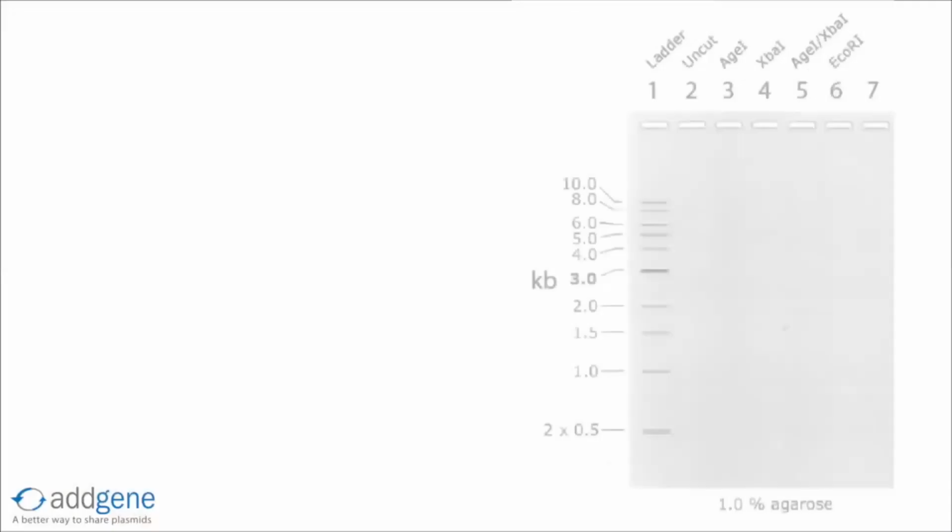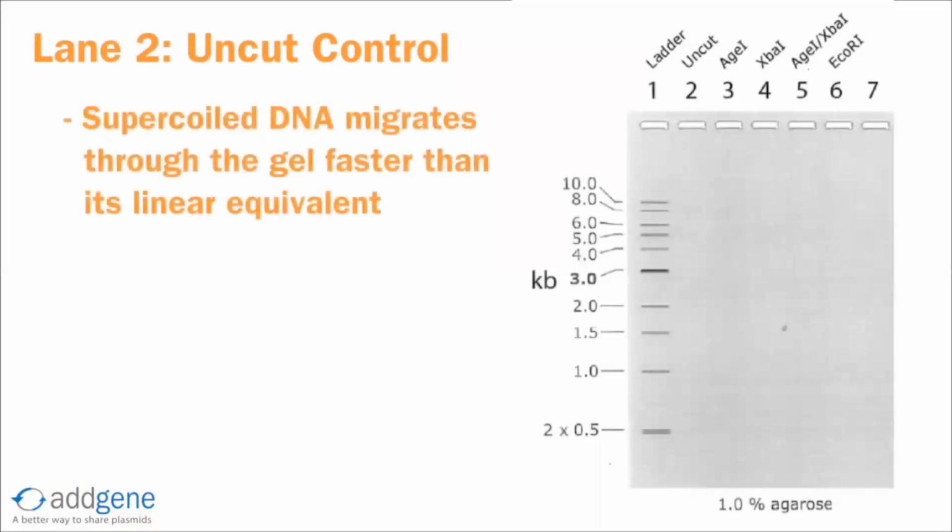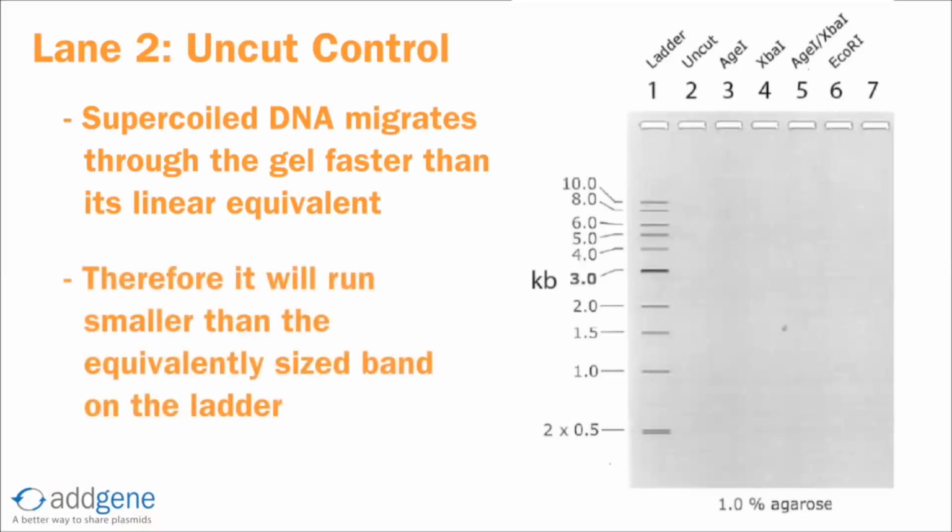compact. A compact conformation allows the plasmid to migrate through the gel at a faster rate than its linear equivalent. This is because it experiences the same amount of electromotive force, but less resistance due to friction. As a result, it runs a little smaller than the equivalently sized band on the ladder. This plasmid is 7.5 kilobases, so let's draw the supercoiled band right below the 7.5 kilobase pair mark.